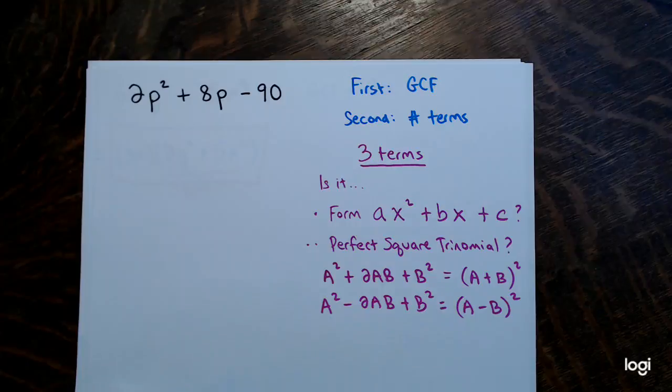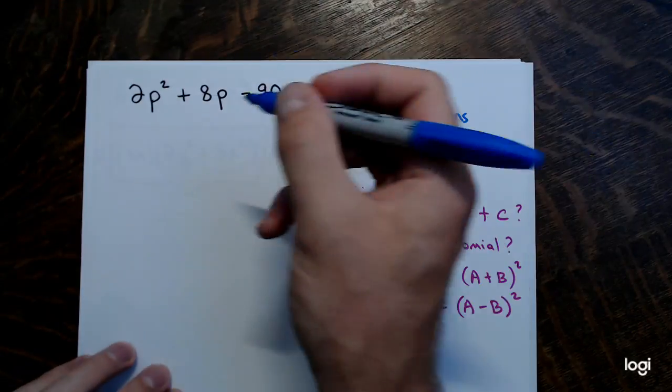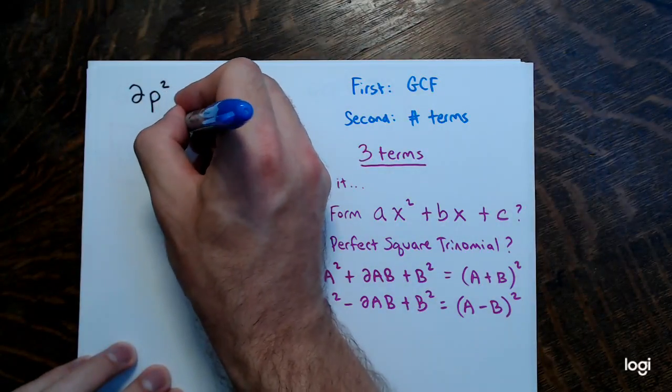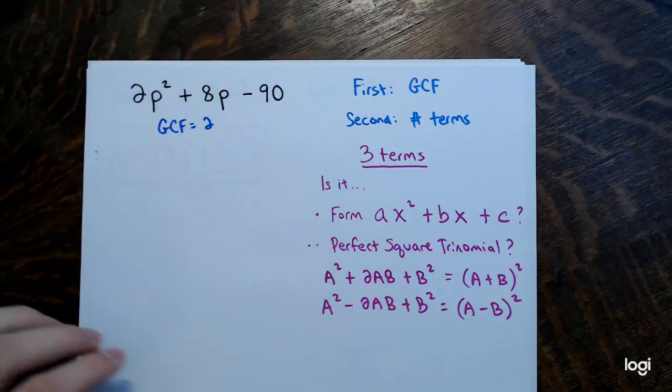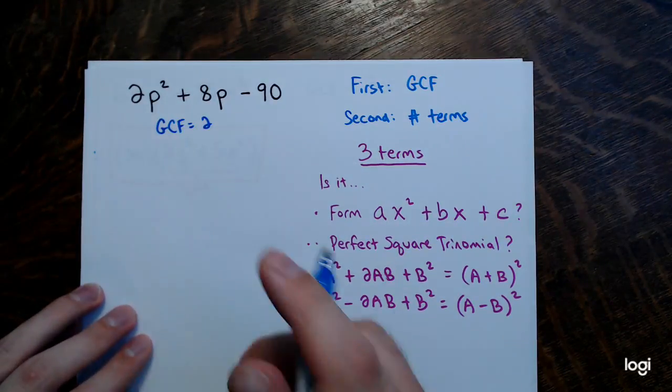We'll see an example of that as we go along. All right. So the first thing we do, right, is find the greatest common factor. Now, if you look at these terms, 2p squared, 8p, and negative 90, the greatest common factor is 2. That goes into all the coefficients evenly, and that's it.